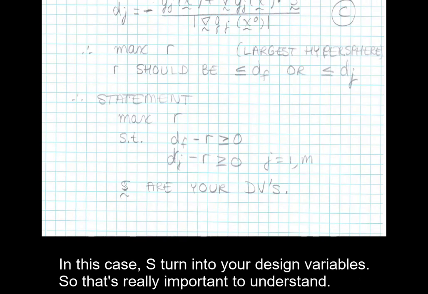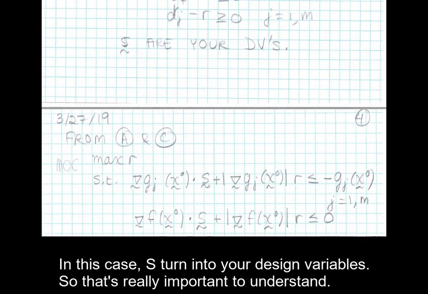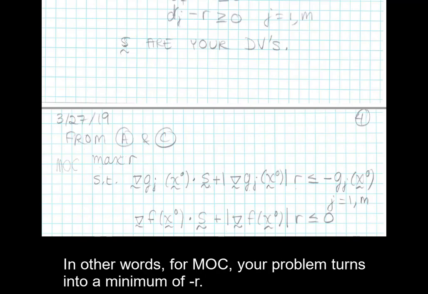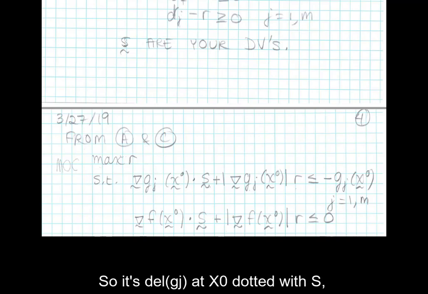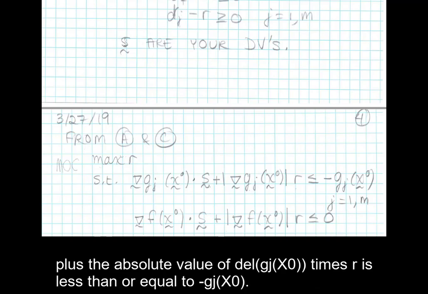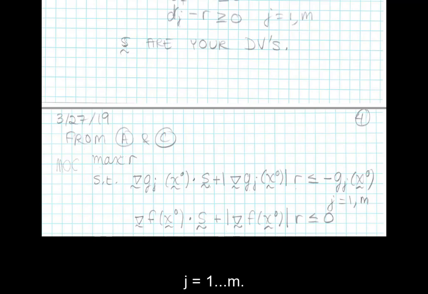In this case, s turns into your design variables, so that's really important to understand. In other words, for the method of centers, your problem turns into the minimum of minus R, subject to, and here we're plugging in the equations for dj and df. We're listing dj first, so it's del gj at x0 dotted with s plus the absolute value of del gj at x0 times R is less than or equal to minus gj at x0, j equals 1 to m.